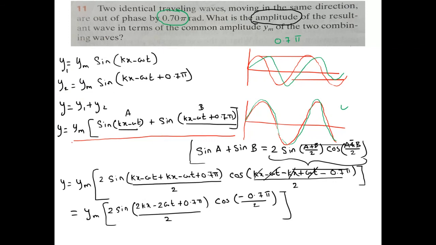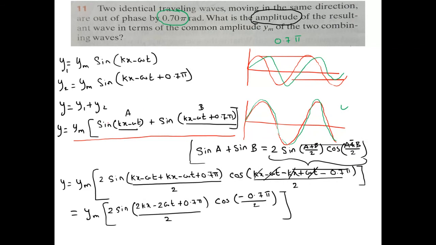Clear? Now, for calculating the amplitude, when you use this sine function, that means the trigonometric formula, it will be very easy to get the final answer. So what formula did I use here? I used sine A plus sine B, which is equal to 2 sine (a plus b) over 2 times cosine of (a minus b) over 2. This is the rule in trigonometry. So I am going to use this rule here.